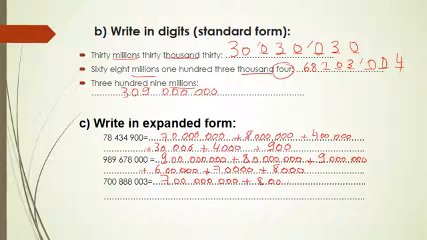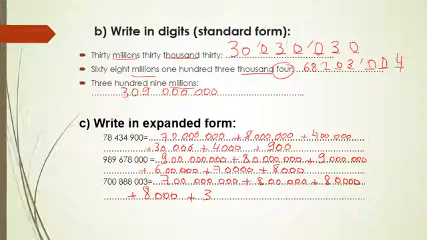5 zeros. Very good. Plus 8. 4 zeros. Excellent. Plus another 8. How many zeros? 3 zeros. Very good. And plus 3. Excellent. That's it. Okay? Everything is clear? Yes. Can we go to the other question?